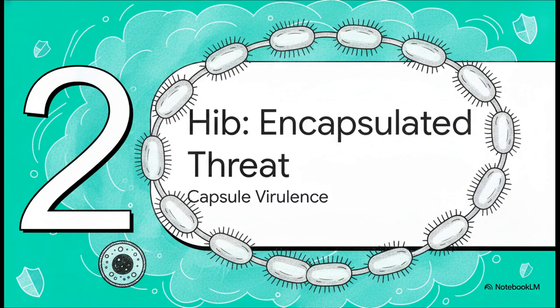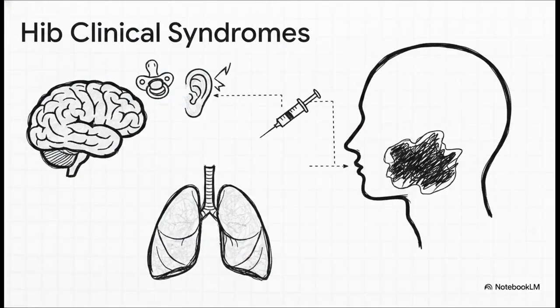Section 2. Hib, the encapsulated threat. Time to talk about capsule virulence. Haemophilus influenzae type B, or Hib, is really the heavyweight champion of these pathogens, and that is entirely due to its PRP polysaccharide capsule. This capsule is its major virulence factor.